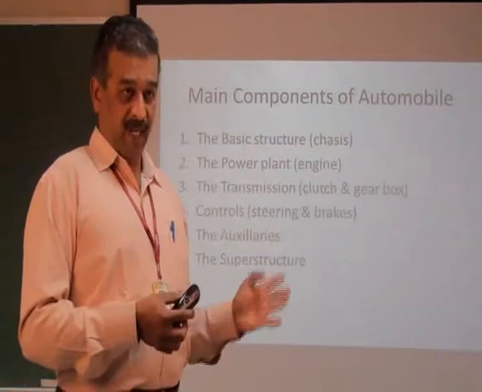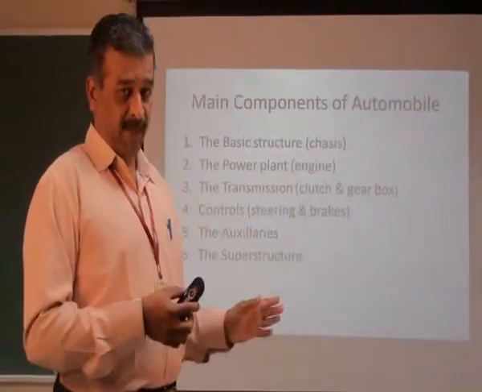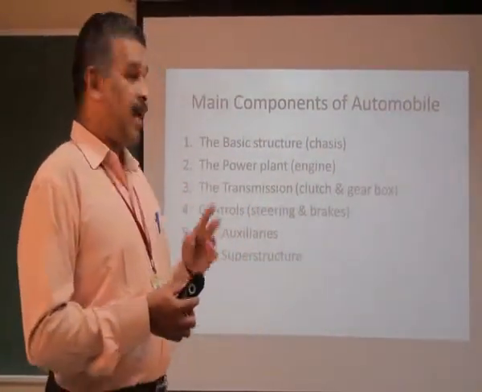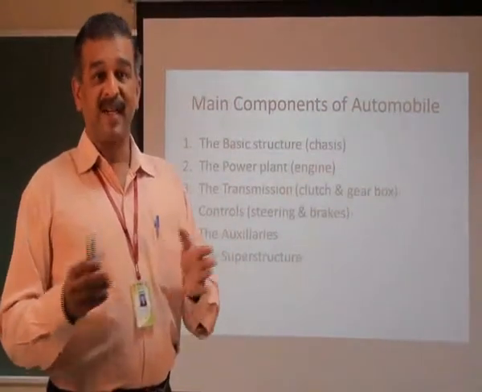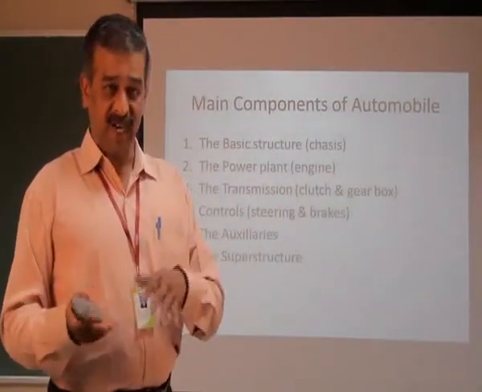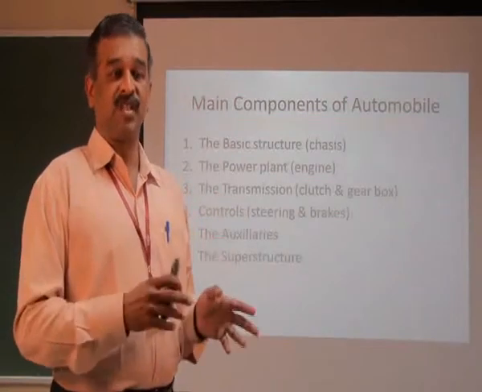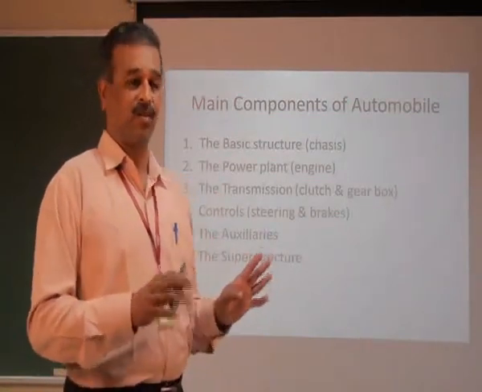One is the brake. When you want to stop the vehicle, we have to use the brake. Then number two is steering. Steering means directing the vehicle, whether it has to go to the right, left or straight. So these two things are controlling the vehicle. We call it control.